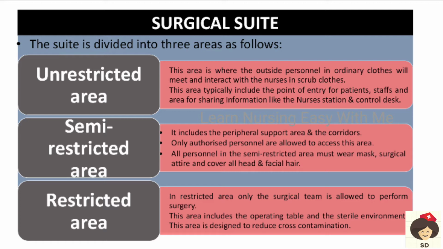The unrestricted area is where even ordinary clothes are allowed, so outside staff members can come in this area and meet with the scrub nurses and share information, like at the nurses station or the control desk which is outside the operation theater. That is called the unrestricted area.